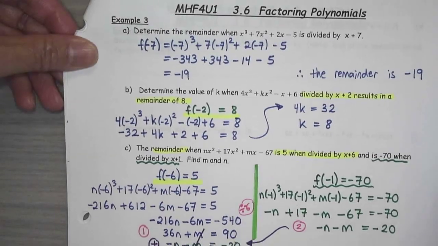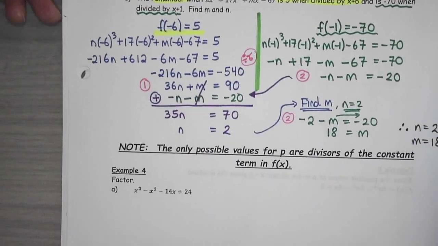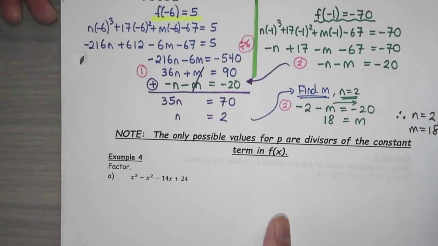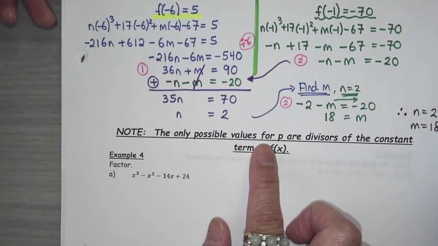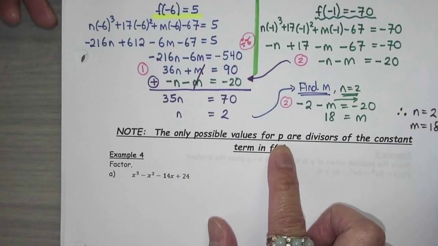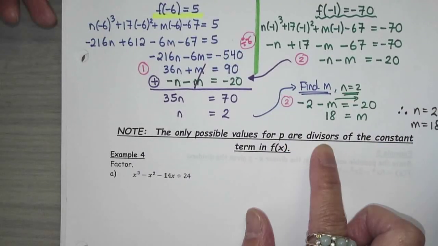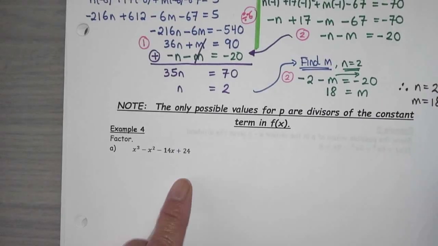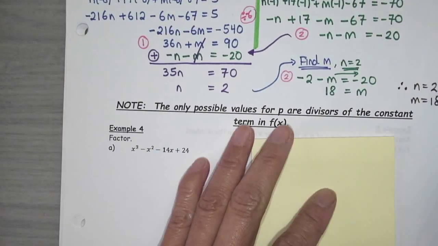6, and we are over here on example 4. So our last example here is looking at the possible values for p, the divisors of the constant term. So what that means is that whenever we were factoring, let me bring it back to a trinomial.